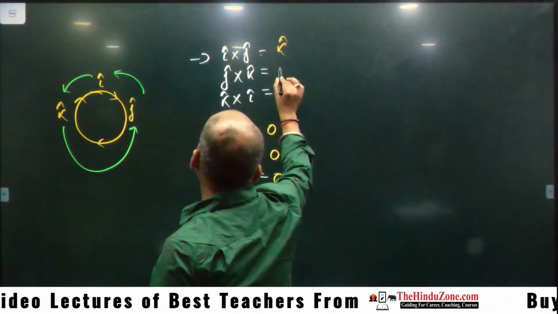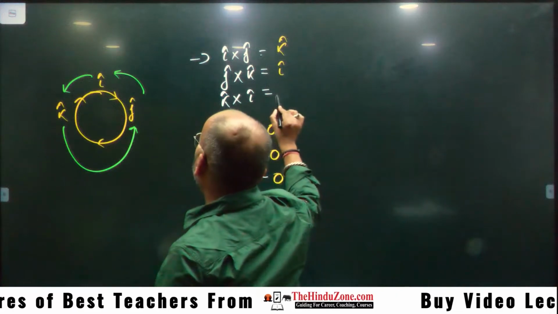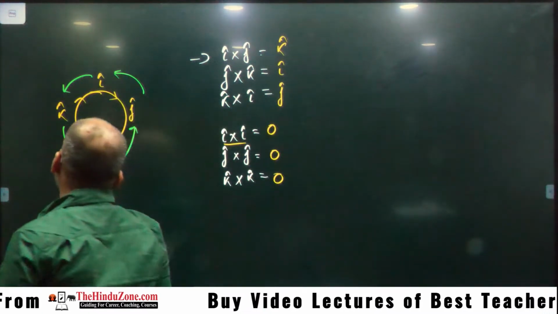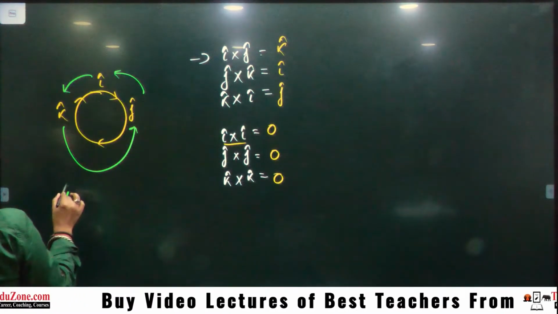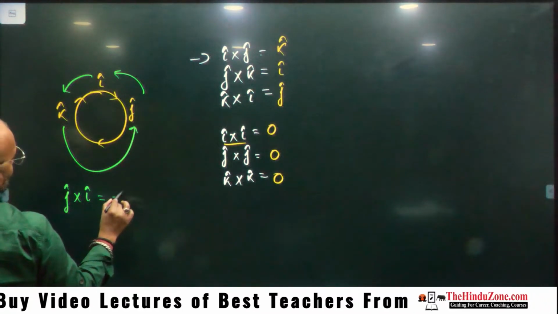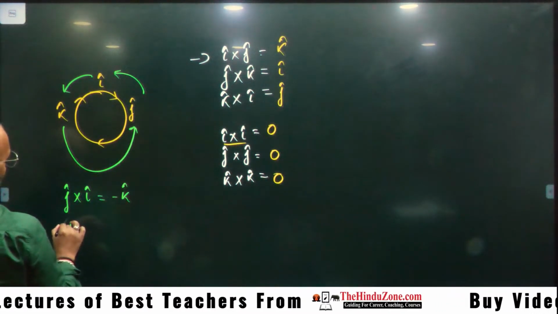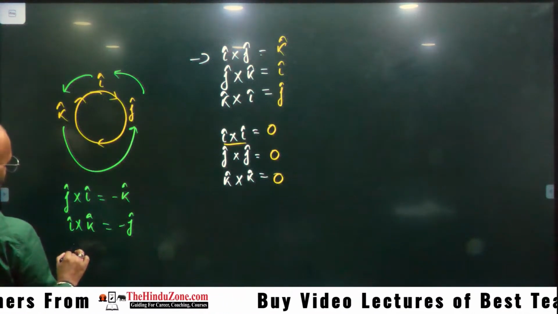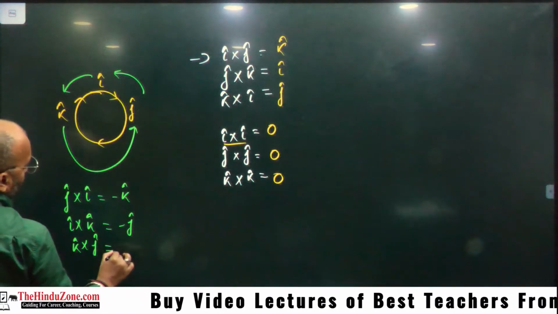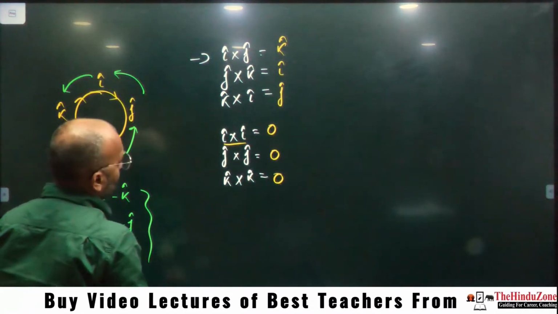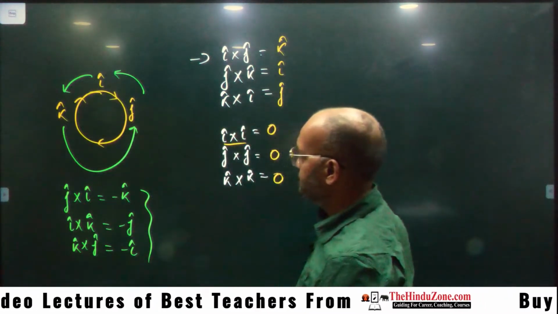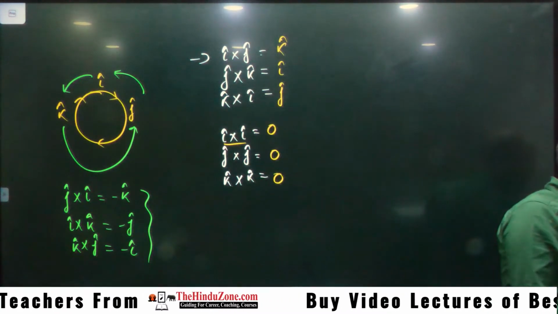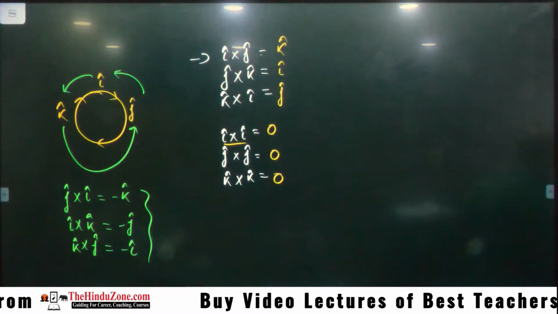So first of all, I cross J will give you K cap. J cross K will give you I cap. K cross I will give you J cap. Right. But in this case, if you are doing J cross I, you will get minus K cap. If you are doing I cross K, you will get minus J cap. And if you are doing K cross J, you will get minus I cap. Clear everyone?